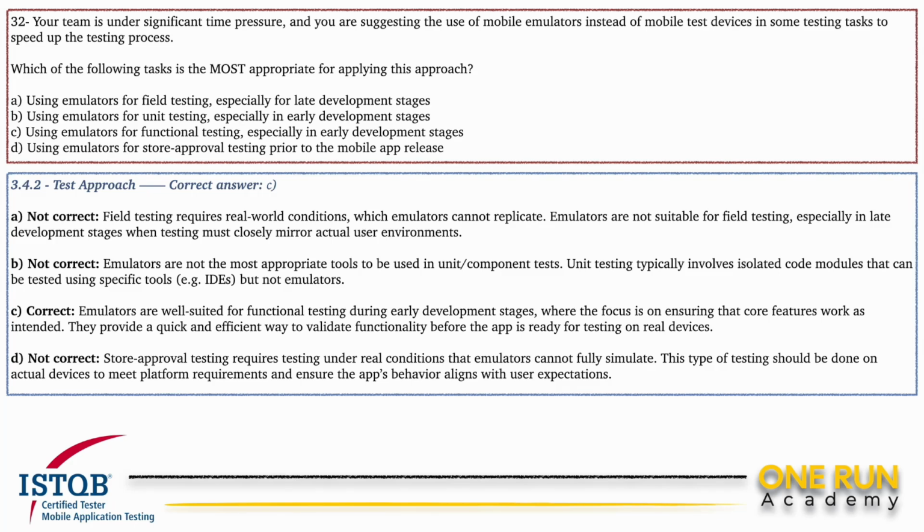All right, let's look at option C, which suggests using emulators for functional testing, especially in the early stages of development. This could actually be the correct choice. Functional testing focuses on making sure that the app's features work as intended. During the early stages, emulators are highly valuable because they allow you to quickly test core functionalities. Additionally, at these early stages, it might not even be possible to install the app on a real device. In such cases, emulators can be a great solution.